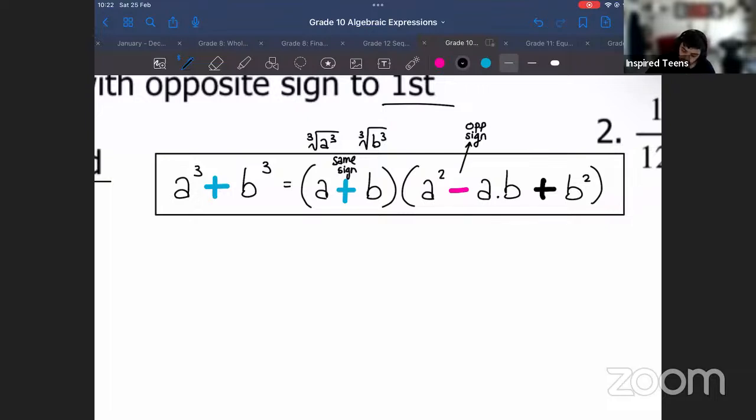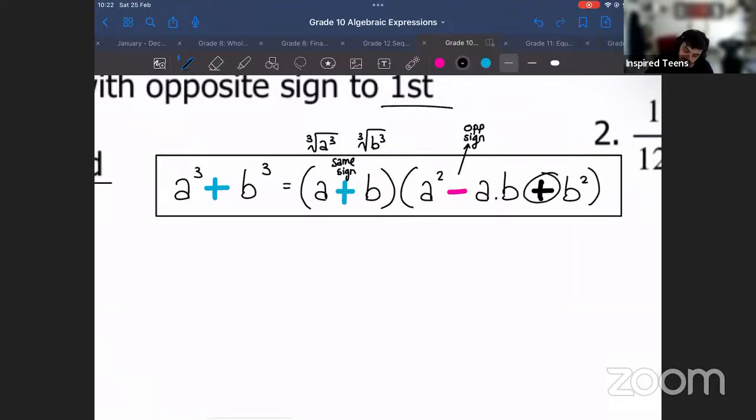How do you get a squared? It's basically you're squaring whatever's the first term of the binomial. Then opposite sign to what you just used. Then how do you get the second term? You take the first term multiplied by the second term. So that's why we have a times b. Then the third sign, this is always positive. Okay, and then we take the last term multiplied by each other, or you square the last term.